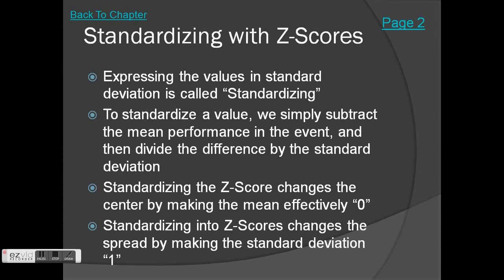Standardizing with z-scores. Expressing the value in standard deviations is called standardizing. To standardize a value, we simply subtract the mean performance in the event, then divide the difference by the standard deviation. Standardizing changes the center by making the mean effectively 0, and changes the spread by making the standard deviation 1.